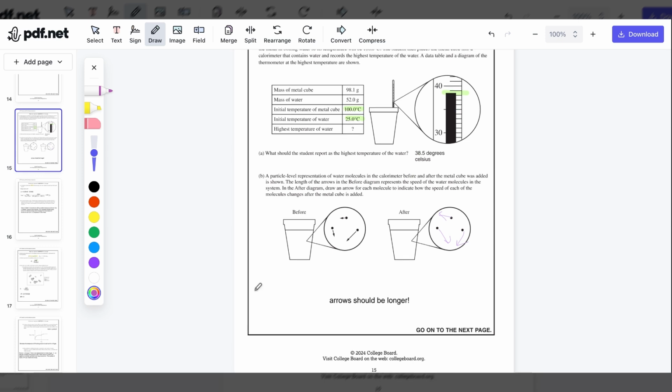Part B. A particle level representation of water molecules in the calorimeter before and after the metal cube was added is shown. The length of the arrows in the before diagram represents the speed of the water molecules in the system. In the after diagram, draw an arrow for each molecule to indicate how the speed of each of the molecules changes after the metal cube is added. So the metal cube, as you can see, is hotter and it's going into the water. So the water is going to heat up, right? Because the water is going to take in that heat. So I just made the arrows longer because they're moving faster.